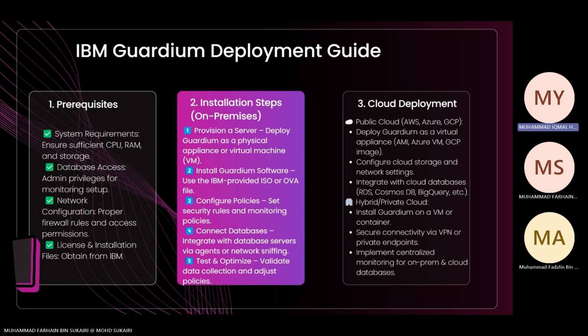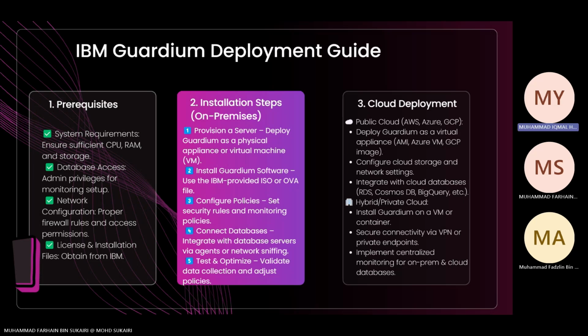IBM Guardian deployment guide, for the prerequisites. First is system requirements. It can ensure sufficient CPU, RAM, and also storage. Next is database access, admin privilege for monitoring setup. The third one is network configuration, proper firewall rules and access permissions. And the last is license and installation file. It can be obtained from IBM.